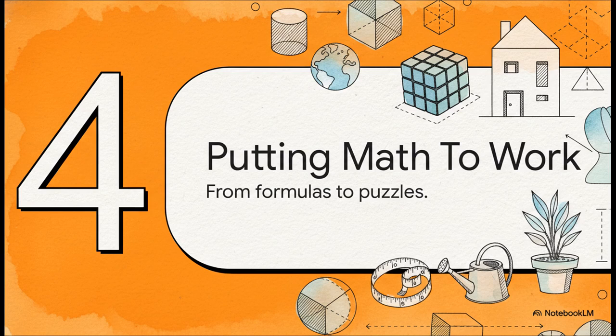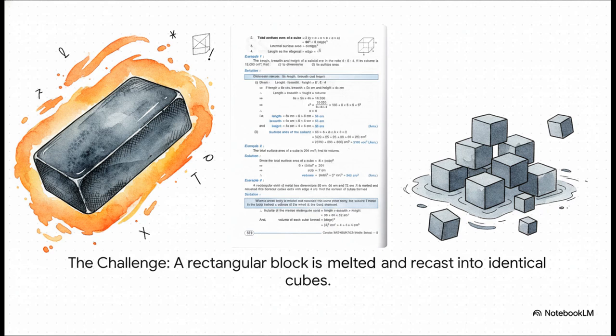Okay, enough with the formulas by themselves. The real magic happens when we actually use them to solve problems. Let's move from just formulas to some real-world puzzles. So check out this challenge. We've got this big rectangular metal block, and its dimensions are 50 by 64 by 72 centimeters. Now the plan is to melt it down completely and recast it into a whole bunch of small, identical cubes, and each little cube has an edge of 4 centimeters. So the big question is, how many of those little cubes can we make?